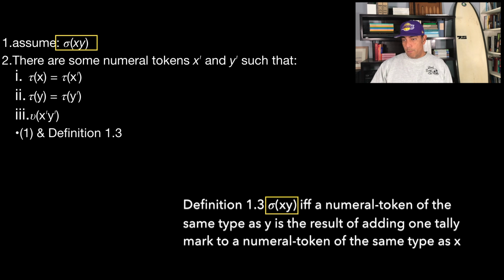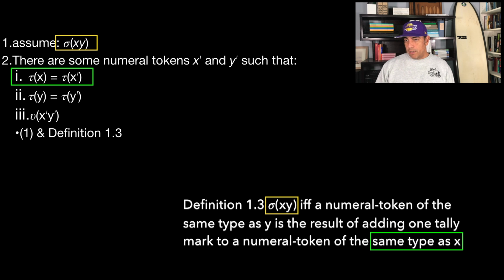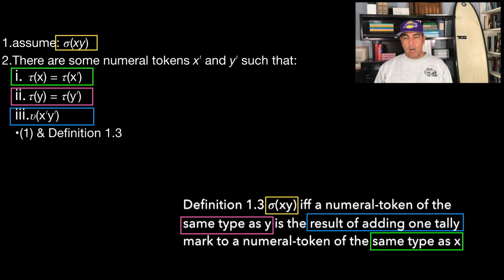So we said that by this definition, there must be some numeral token of the same type as x, and we said that was x prime. Another numeral token of the same type as y, and we said that was y prime. And these two numeral tokens are in that upsilon relationship. In other words, y prime is the result of physically adding one tally mark to numeral token x prime.